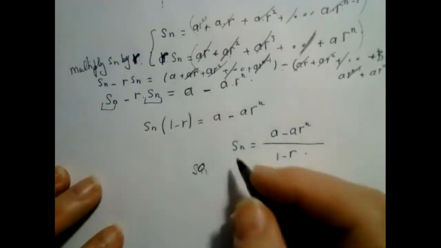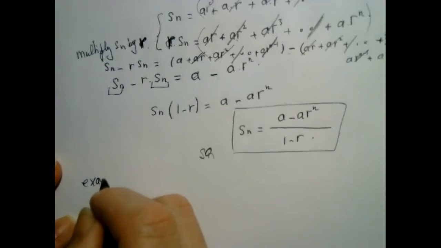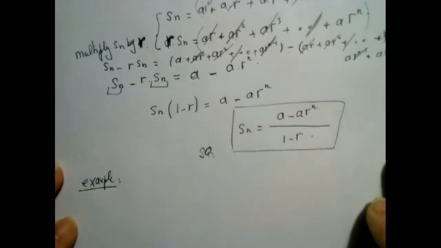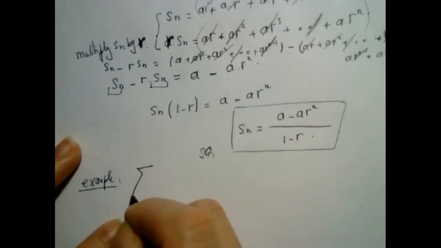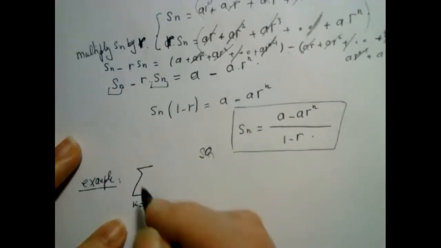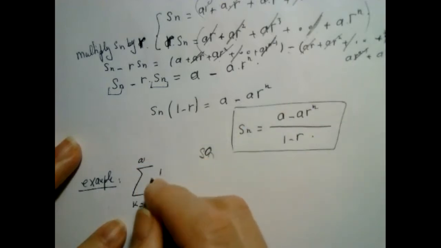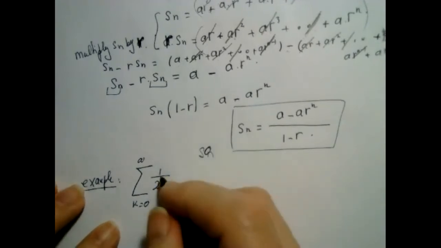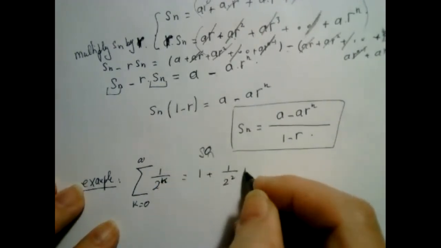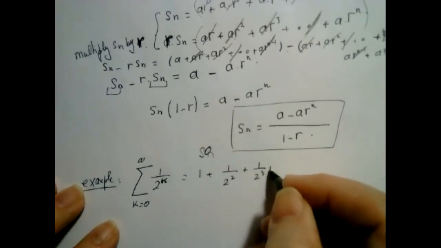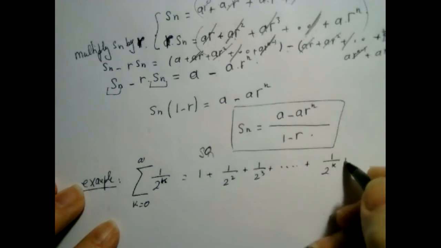Okay, so before we proceed and say what's going to happen, suppose I'm going to add the following, just to see how this formula works. Suppose I look at the following series, sigma k equals 0 all the way to infinity of 1 over 2 to the k. So this is 1 plus 1 over 2 squared plus 1 over 2 to the power 3 plus etc., 1 over 2 to the k plus so on.